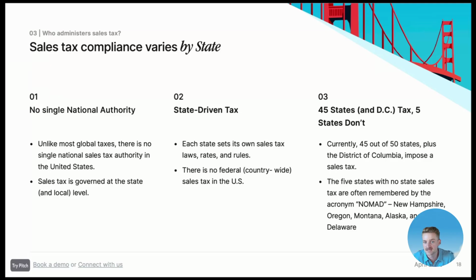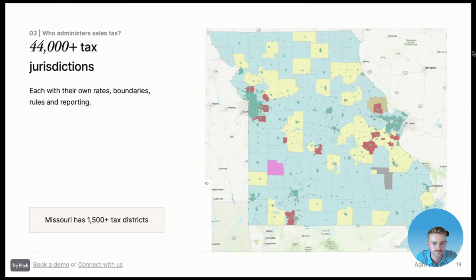There are 45 states plus the District of Columbia that collect sales tax. There are 5 states that don't. These 5 states that don't have a sales tax we refer to as the NOMAD states. These are New Hampshire, Oregon, Montana, Alaska, and Delaware. Alaska is one that I would sort of caveat. While there is no state-level sales tax in Alaska, there is local-level sales tax in Alaska. So there is sort of an additional set there. Go ahead, Benj.